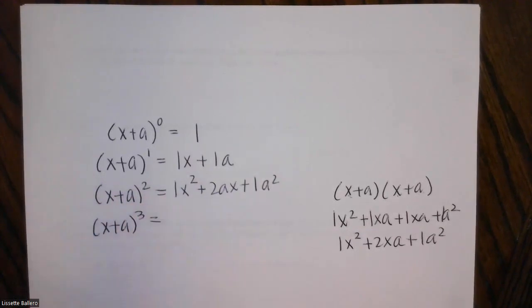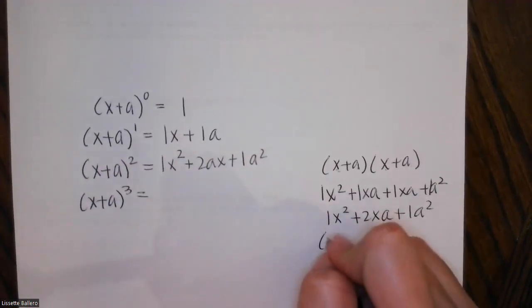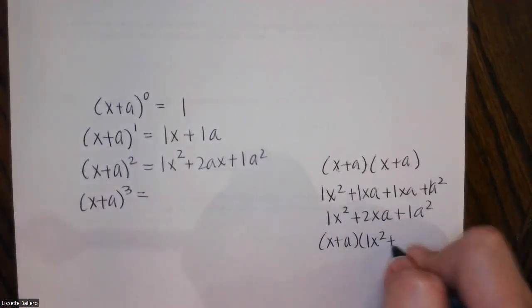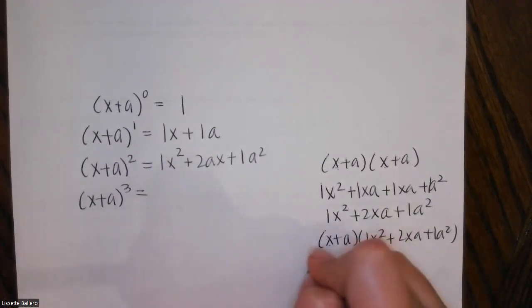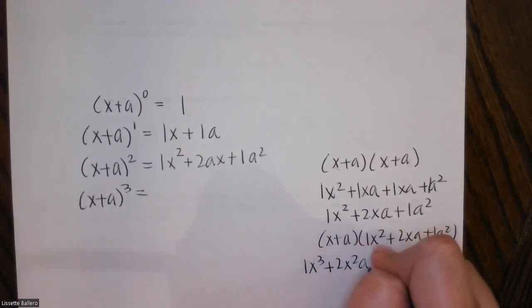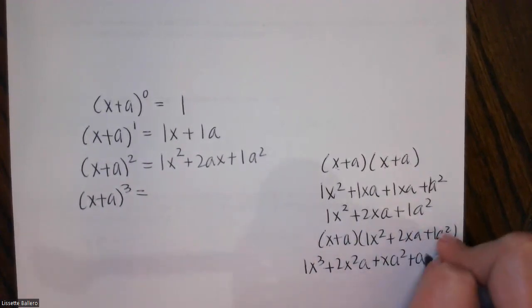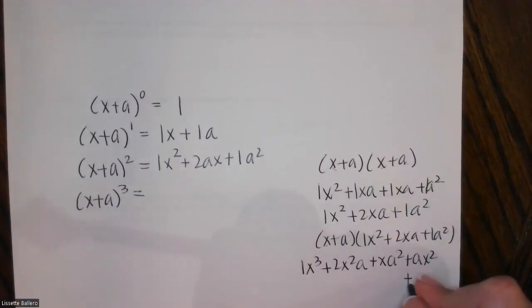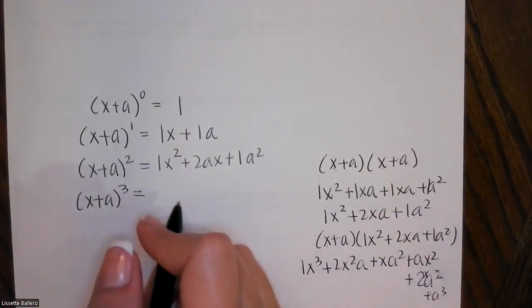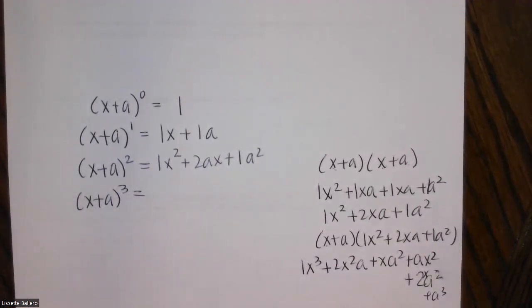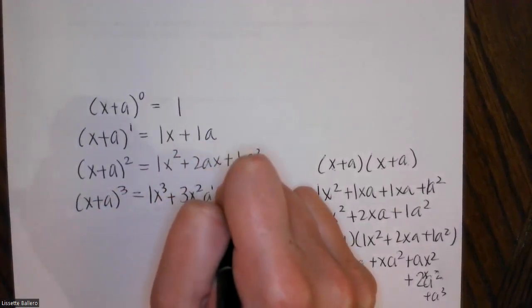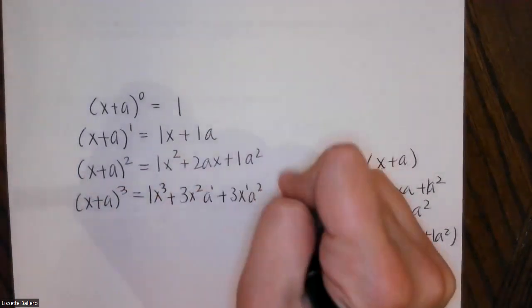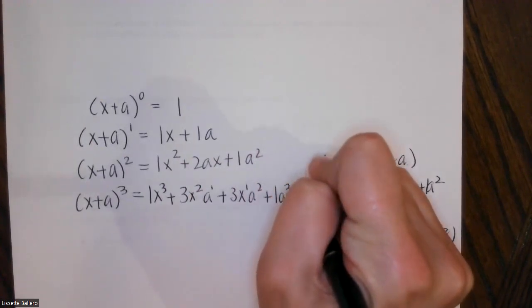If we went to x plus a cubed, we would do x plus a times what we just got right there, since we just did that one. And then we would distribute this x to everything in there and this a to everything in there. So we get 1x cubed plus 2x squared a plus xa squared plus ax squared plus 2xa squared plus a cubed. And I'll write it over here so that we've got it together. And so that's going to give me 1x cubed plus 3x squared a to the first plus 3x to the first a squared plus 1a cubed x to the 0.